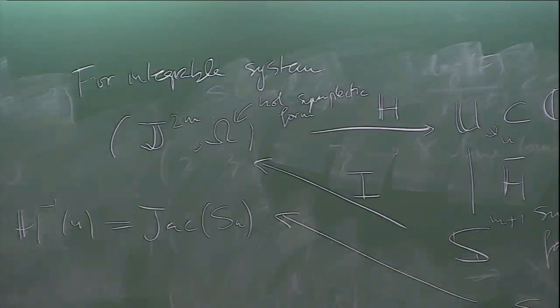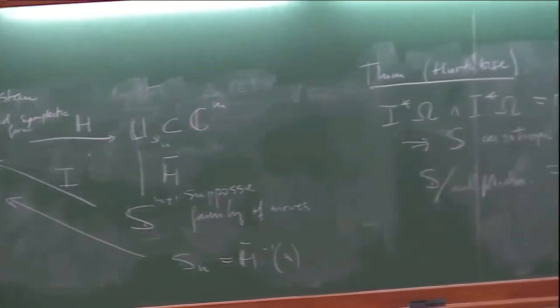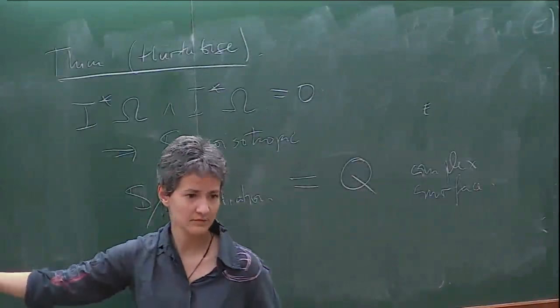So the theorem says that, provided that the pullback of the symplectic form on your family of curves satisfies this, then this is coisotropic. And the quotient by the null foliation gives you a complex surface, and moreover it doesn't depend on the section you're using to define your Abel map.